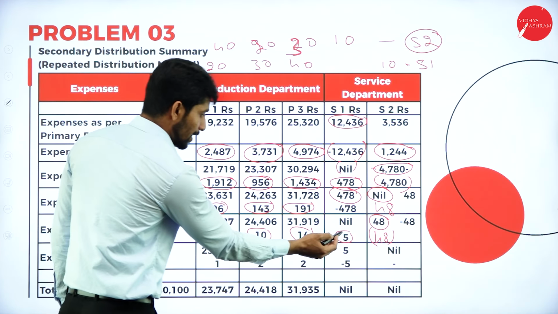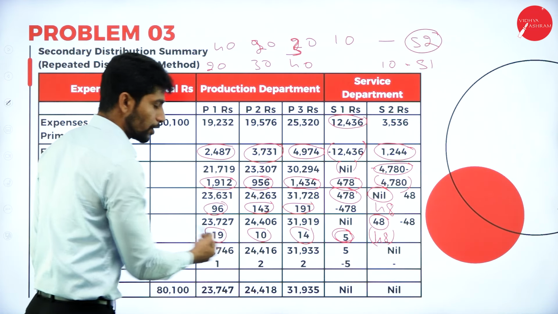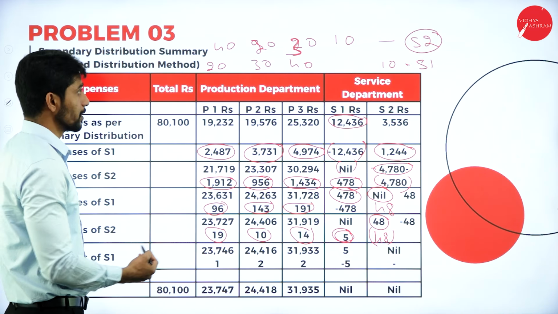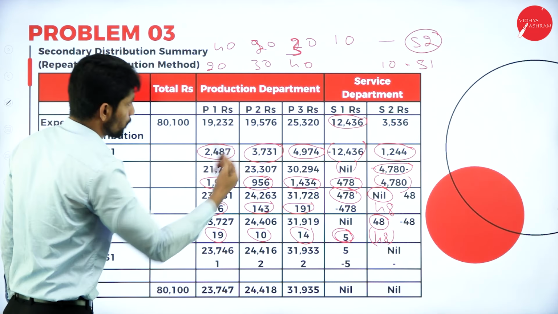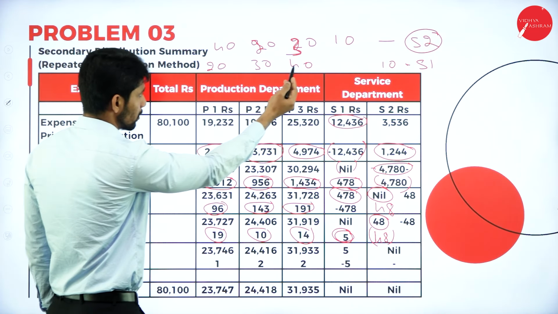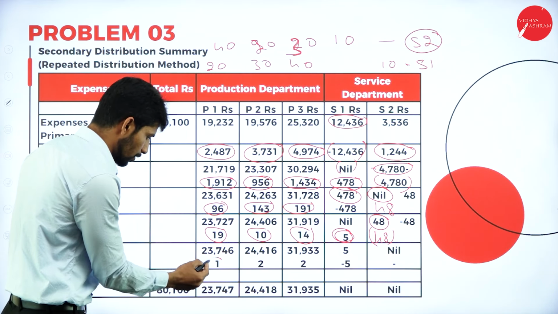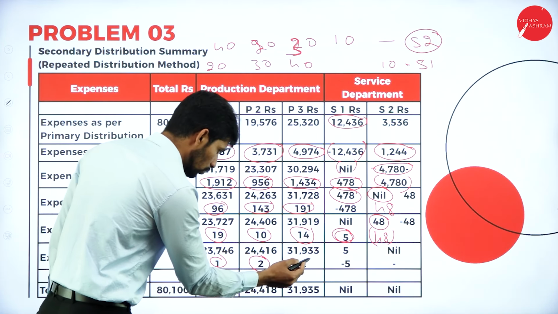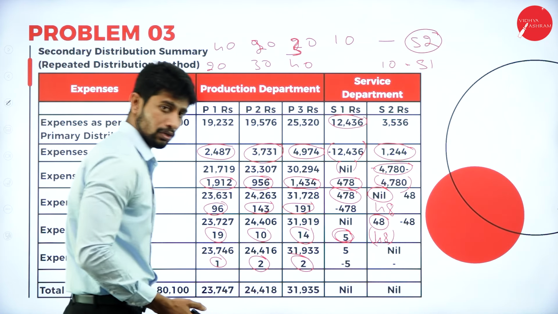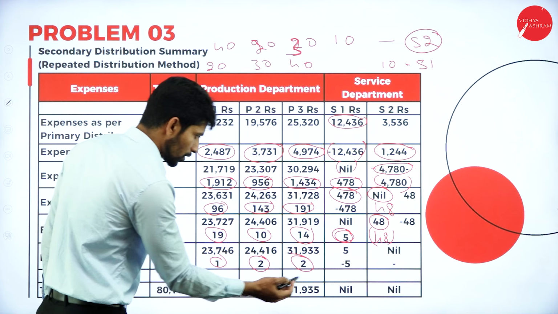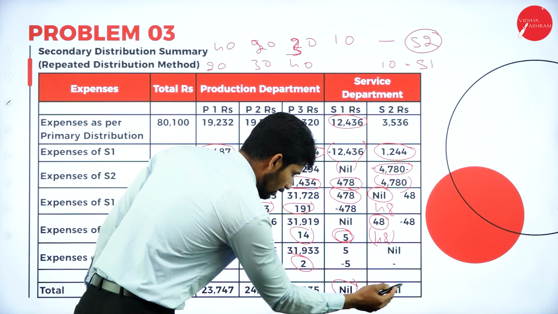Again, still here you have 5 rupees in S1. Distribute that 5 rupees with respect to other departments. The ratio is 20, 30, 40 and 10. So if you distribute, here you can see 1, 2, 2. Here you already have 0. Here you distributed, so if you minus this 5 minus 5, you will get nil, 0.